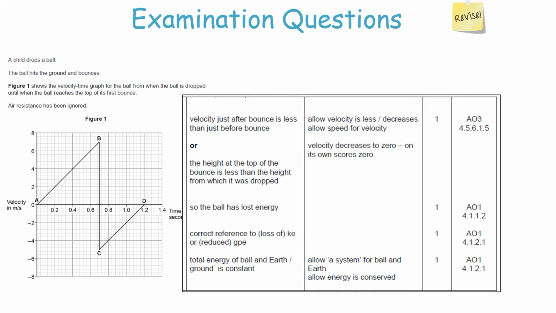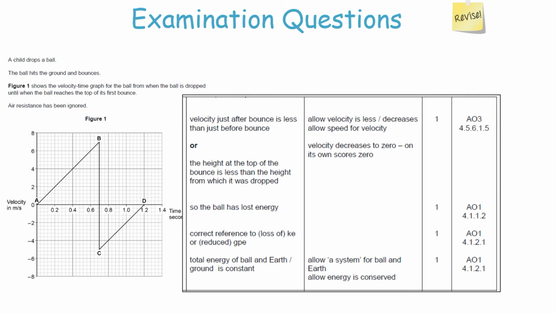Now at B you can see that the velocity is higher than it would be at C, so the height at the top of the bounce is less than the height from which it was dropped, so the ball has therefore lost energy. So what has happened is that the energy has not disappeared, the energy has not been deleted from the universe, rather the energy has been dissipated to the surroundings. So the total energy of the ball and the earth and the surroundings is the same, but the energy has left the ball and gone to the surroundings.